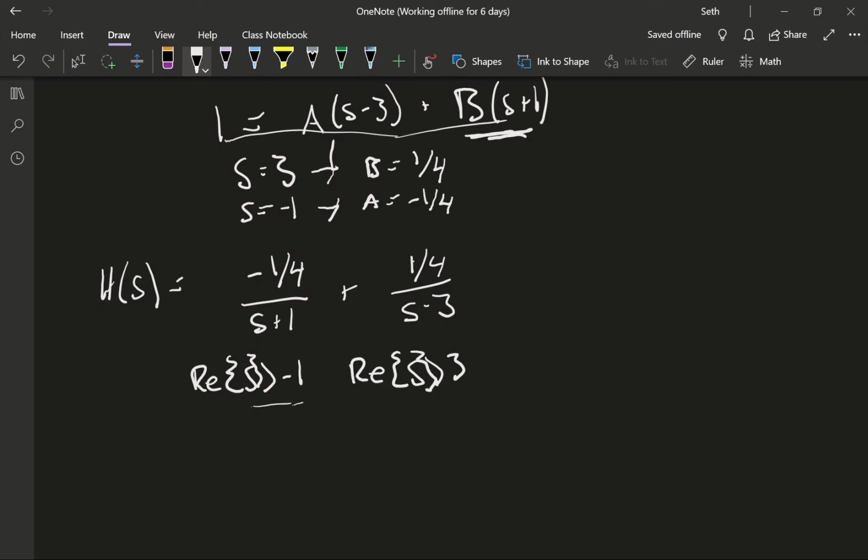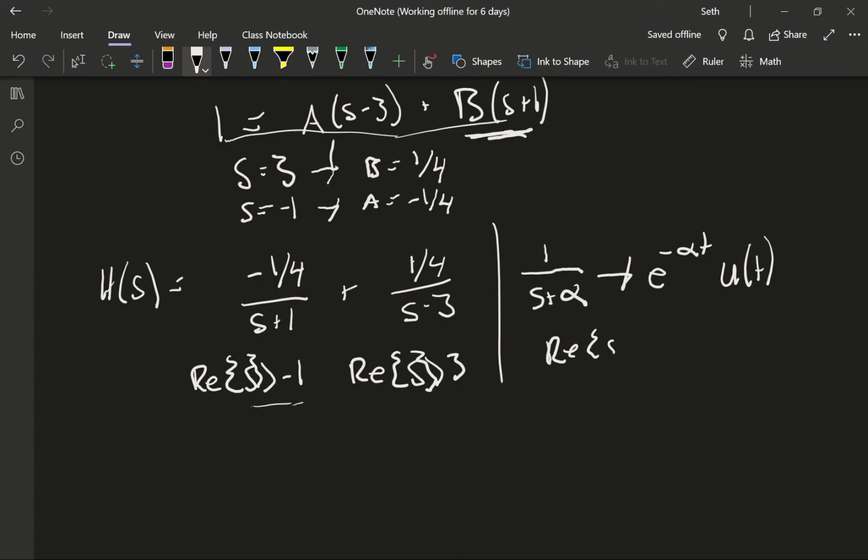Because that's how you'll see it on the table of transforms, because s is possibly a complex number. So the transform of interest is 1/(s plus alpha) transforms to e to the minus alpha t u(t), and the condition is that the real part of s is greater than minus alpha.